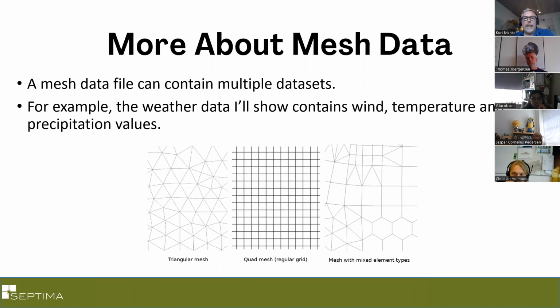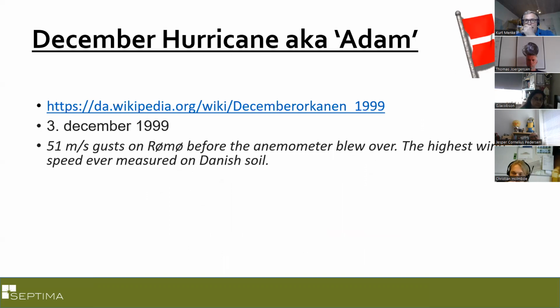And the mesh data can have several data sets within it. So the data set I'm going to show you is for a big storm that hit Denmark, the December hurricane in '99. And so it has wind, temperature, and precipitation, all as parts of it, and time. So we're going to look at this December hurricane, which I think is still the highest wind speed ever measured on Danish soil. So it happened in December of '99.